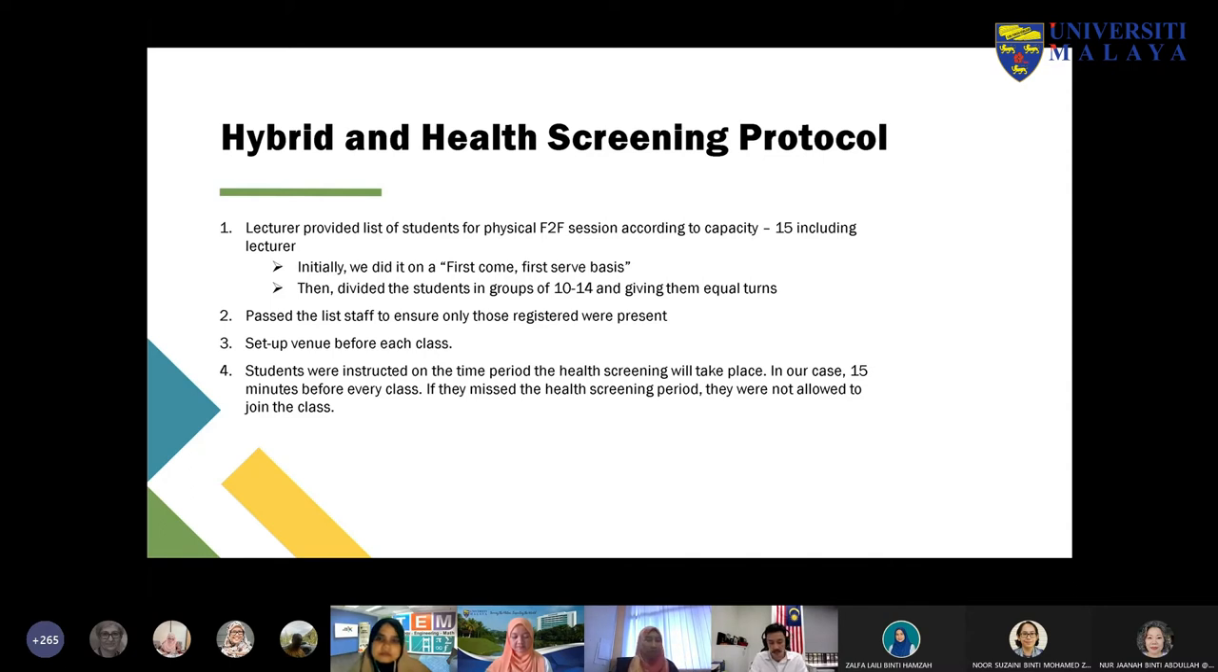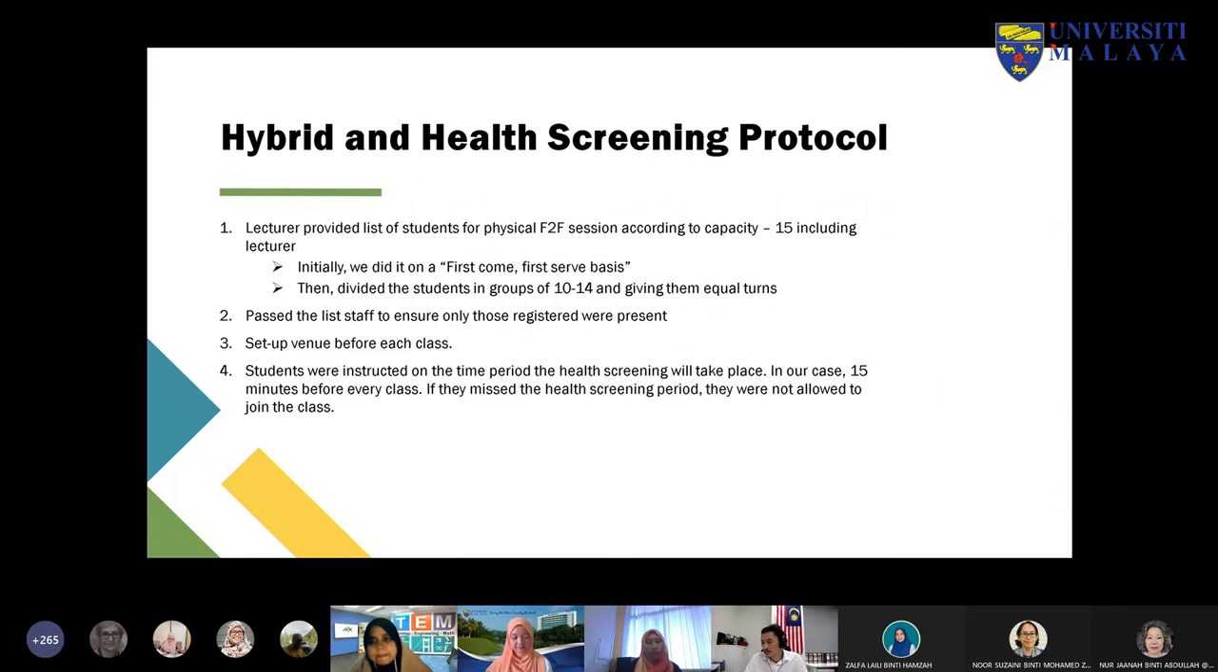The class is set up to ensure that this is actually normal, even for not the PKP or COVID era. Make sure that all the equipment is running well, and students were instructed on the time period for the health screening. Okay, so let's say, because our students are very few, it's less than 15.